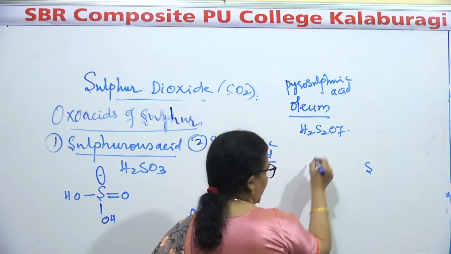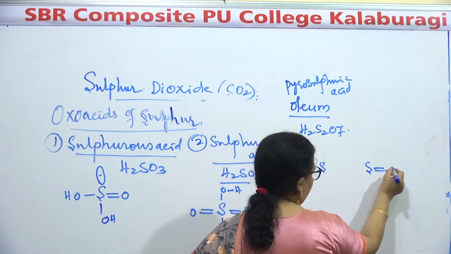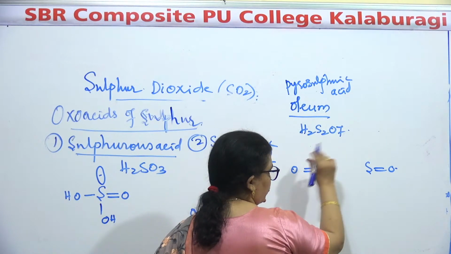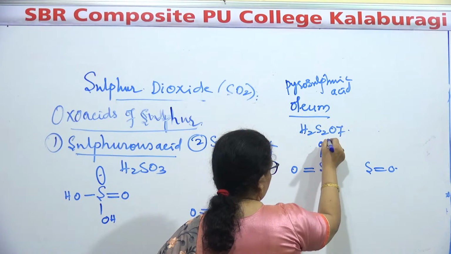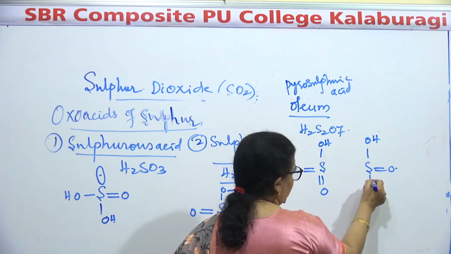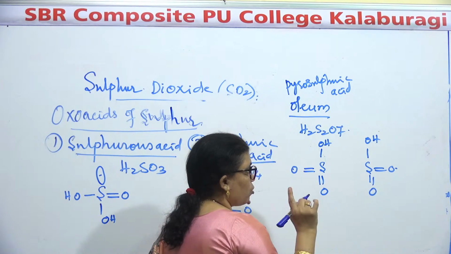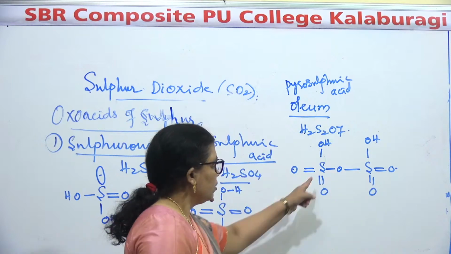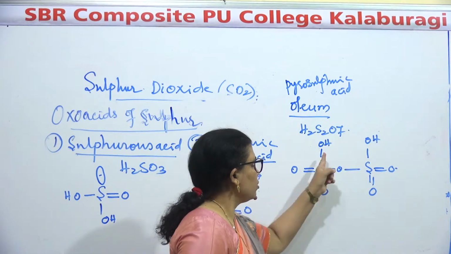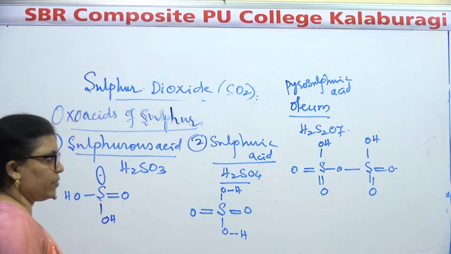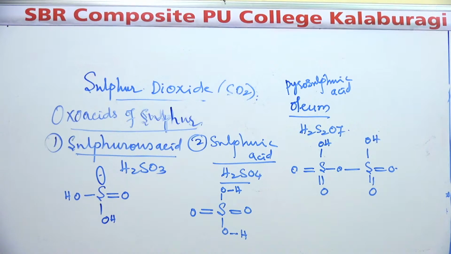Two sulfur atoms are there, each with a double bond to O. Same elemental representation for both the sulfur. OH, this will also be OH. Double bond O. Now how many oxygen are left out? One. We will write it like this. S2, H2, 1, 2, 3, 4, 5, 6, 7. H2S2O7. That is pyrosulfuric acid. It is what, children? Pyrosulfuric acid.